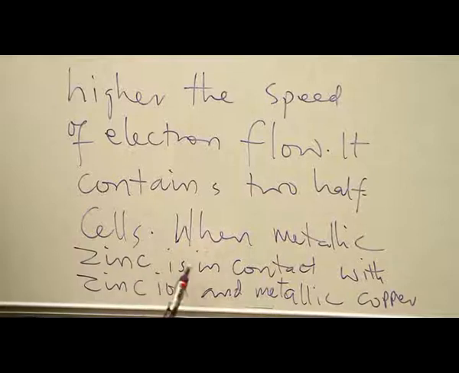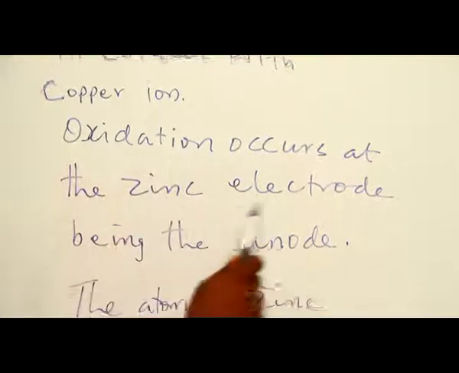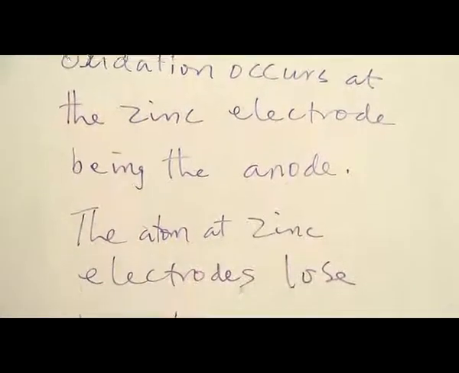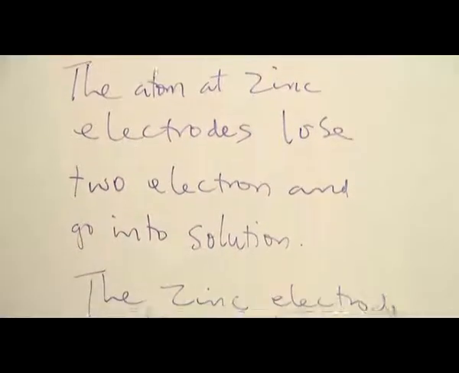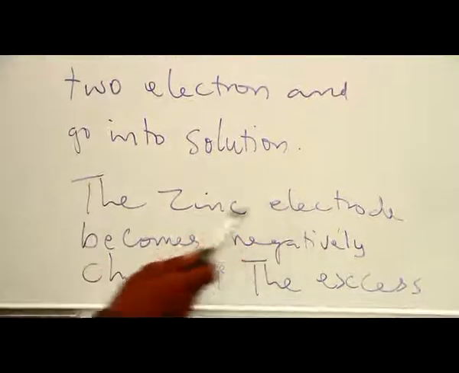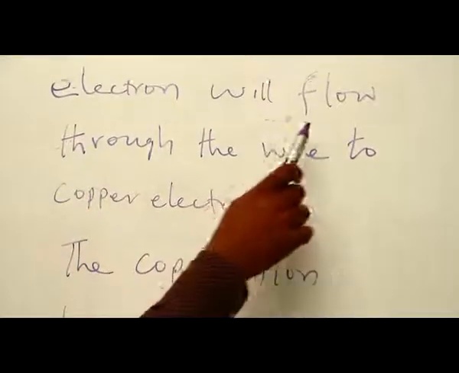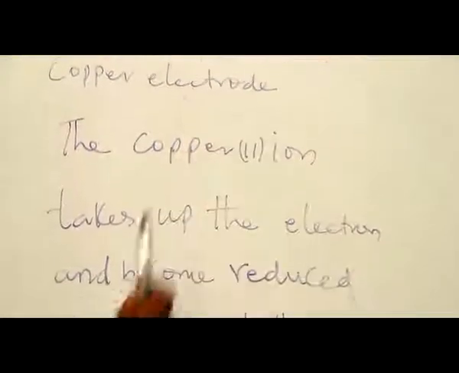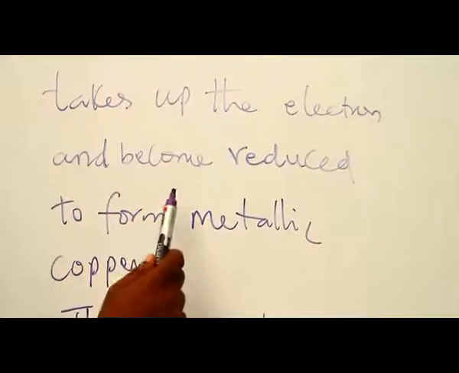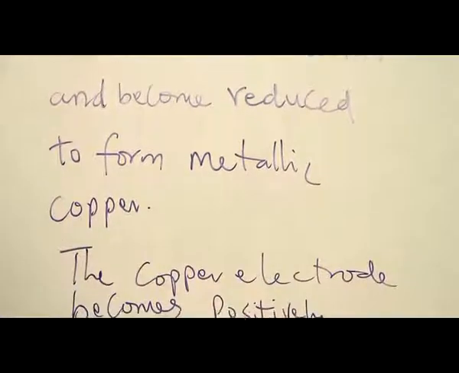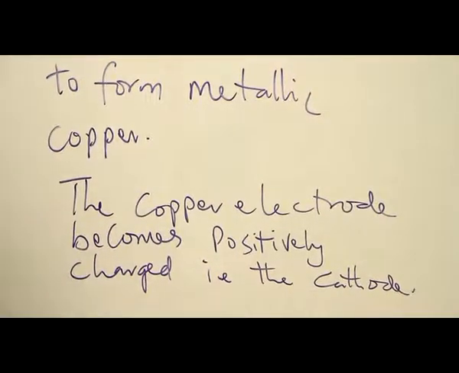When metallic zinc is in contact with zinc ion and metallic copper, oxidation occurs at the zinc electrode, being the anode. The atoms at the zinc electrode lose 2 electrons and go into solution. The zinc electrode becomes negatively charged. The excess electrons will flow through the wire to the copper electrode. The copper 2 ion takes up the electrons and becomes reduced to form metallic copper. The copper electrode becomes positively charged, that is, the cathode.